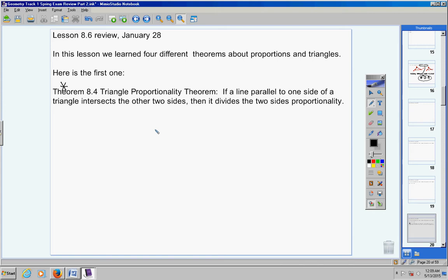If a line is parallel to one side of a triangle and intersects the other 2 sides, then it divides those 2 sides proportionally. Alright? And I will explain this in just a second. I'll give you a couple more seconds to copy this down.